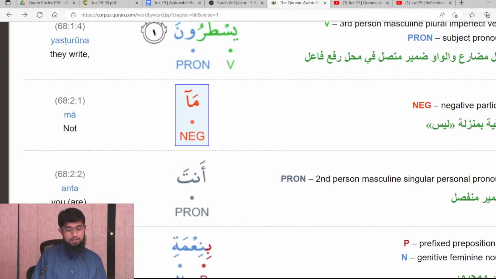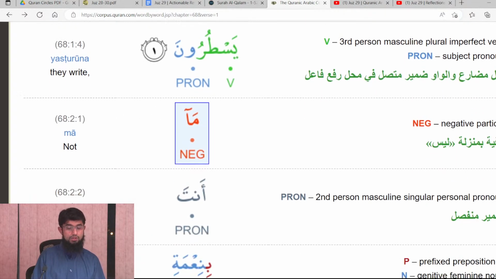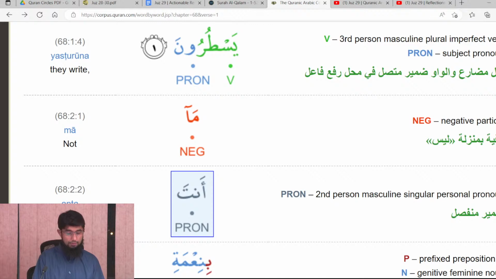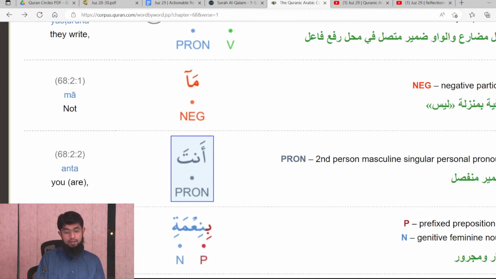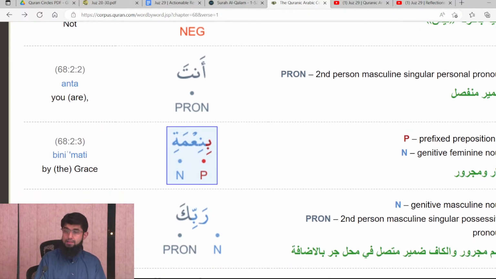Okay, ma also means what, and it also means not. So usually if it's coming, for example, before a pronoun, ma anta, so you are not. Anta, again, same thing, simple pronoun. Anta means you. Ma anta, you are not. Bi ni'ma. So B, remember, we just looked at the huruf chart, right? B is with or in. So bismillahi. So bi ni'ma, with the grace, with the ni'ma, with the blessing.